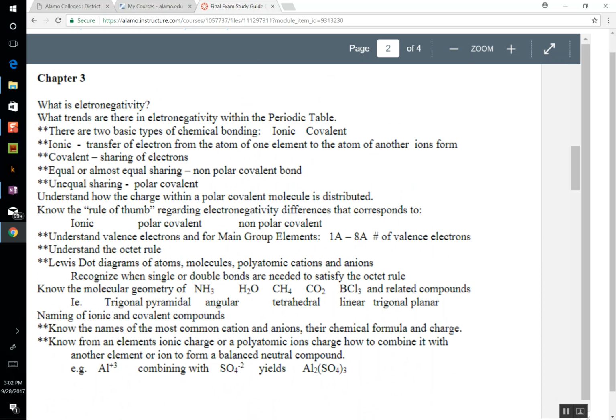Okay, now what you can skip here is the Lewis dot diagrams of atoms. Well, the atoms is appropriate, but the molecules and polyatomic ions, that's what you can skip. So, for example, the Lewis dot diagram of phosphorus. How do I know that? That's group 5A.